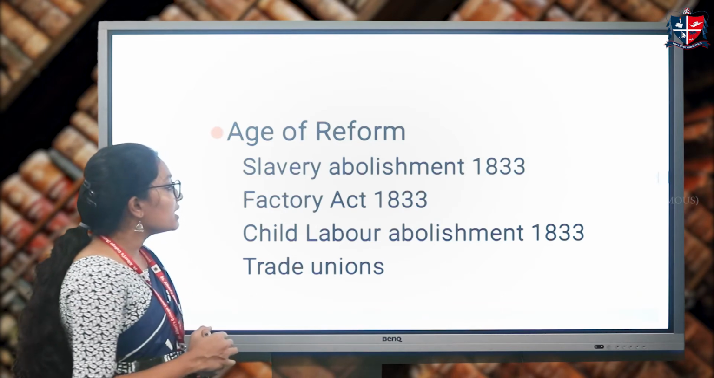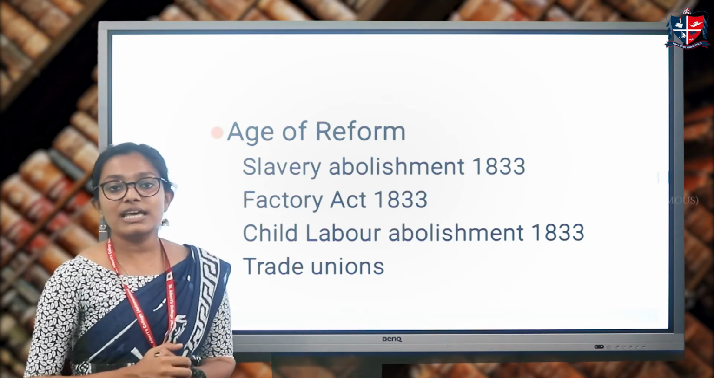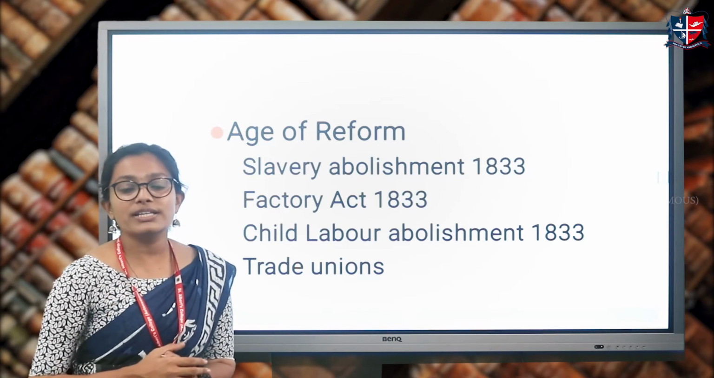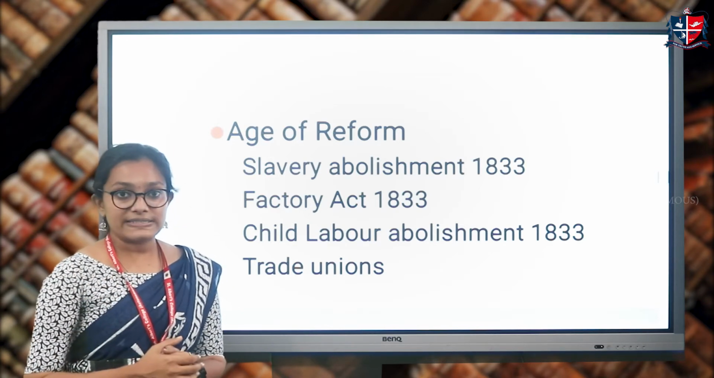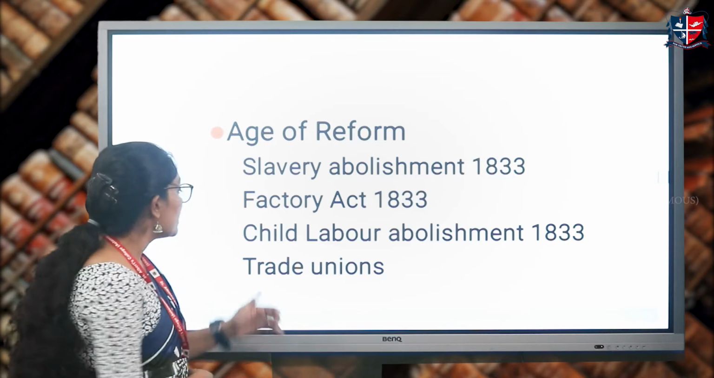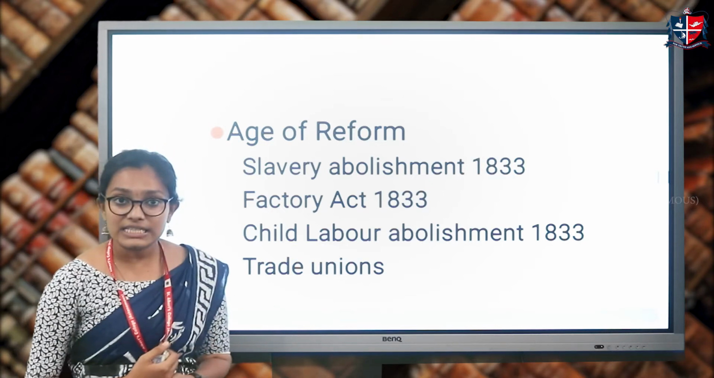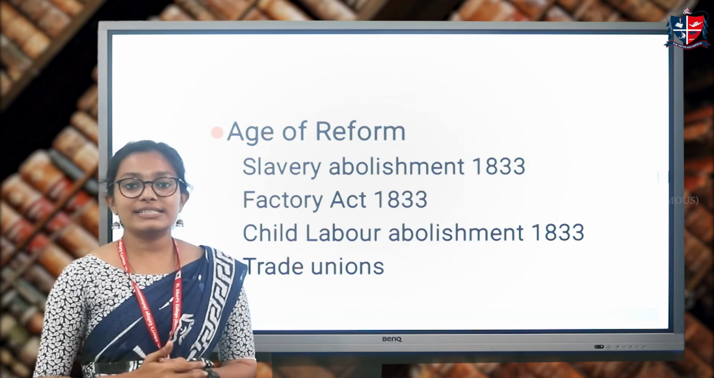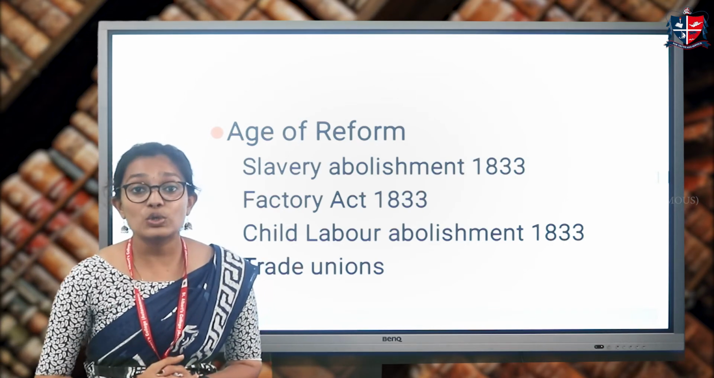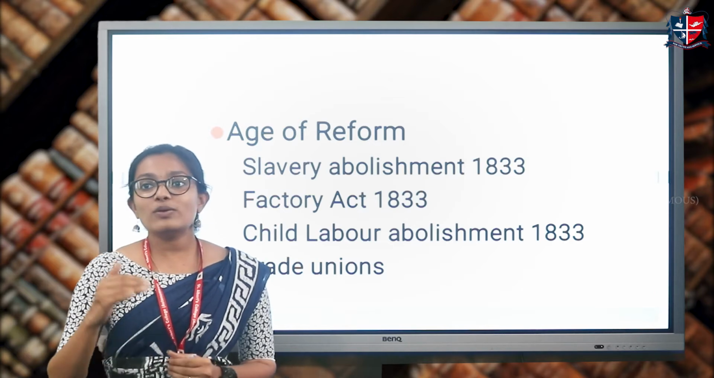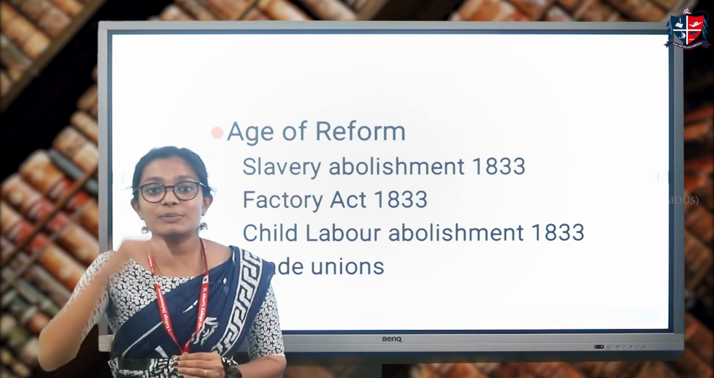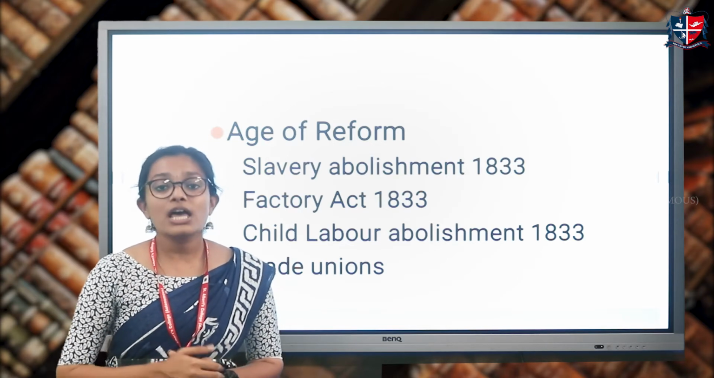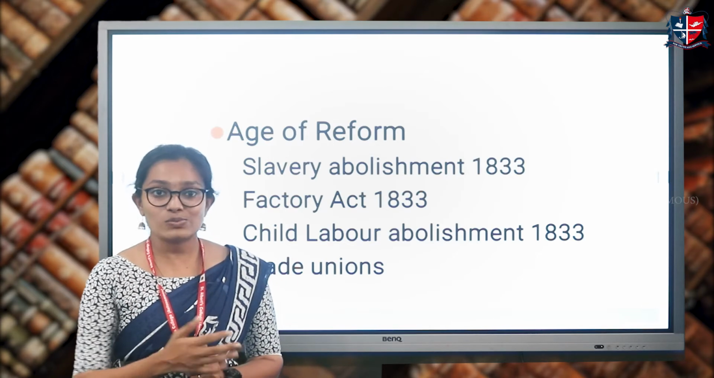Then the Factory Act of 1833, an act that is mainly focusing on the welfare of workers, and child labor abolishment in 1833, and trade unions. As part of this industrialization, there arose a group called capitalists. So there was a class division between the working class and the capitalists, or bourgeois. You can call them bourgeois because they were not properly treating these workers.